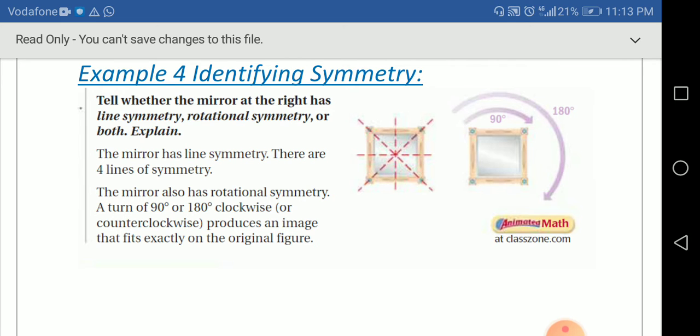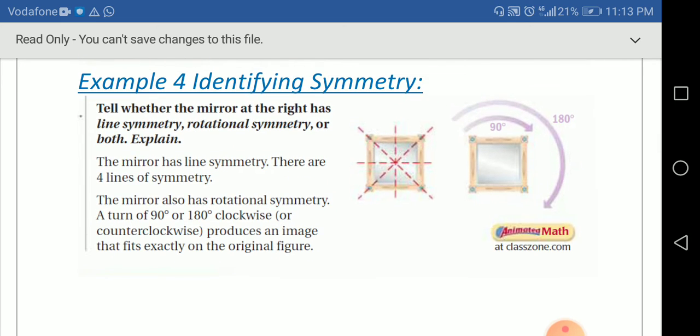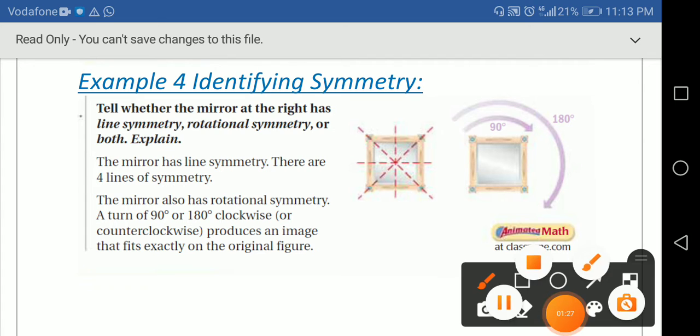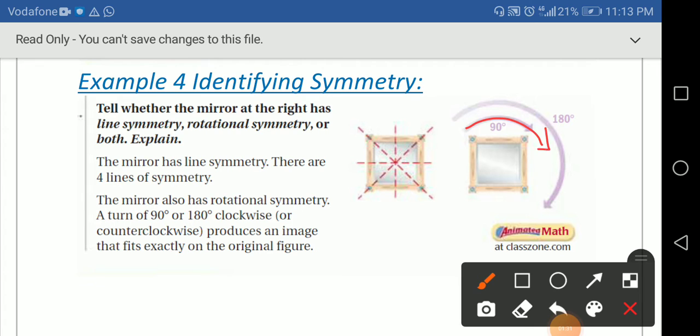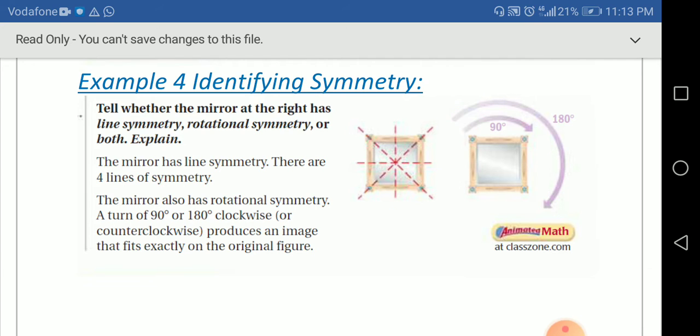And I have also something very important, which is what? It's also rotationally symmetric, because when we turn this original figure 90 degrees clockwise, in the direction of the clock, it gives me the same image as the original figure. And if I turn it 180 degrees, it will be the same image, no change. So this figure has rotational and line symmetries, both of them.